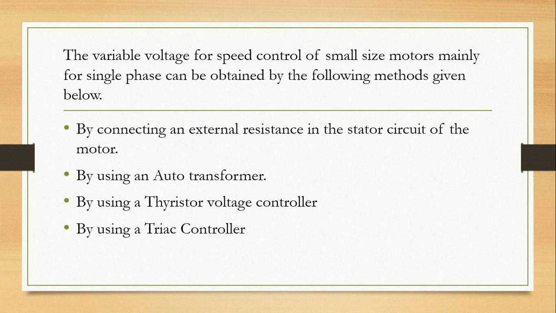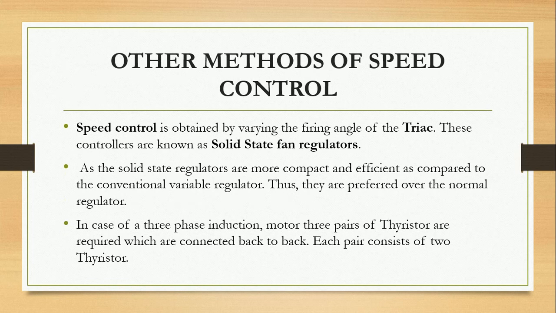As I said in the previous slide, we can use a triac controller, and in this I am going to explain how to control the speed by using a triac. Speed control is obtained by varying the firing angle of the triac. These controllers are known as solid state fan regulators, as solid state regulators are more compact and efficient compared to the conventional variable regulator. Thus, they are preferred over the normal regulator.